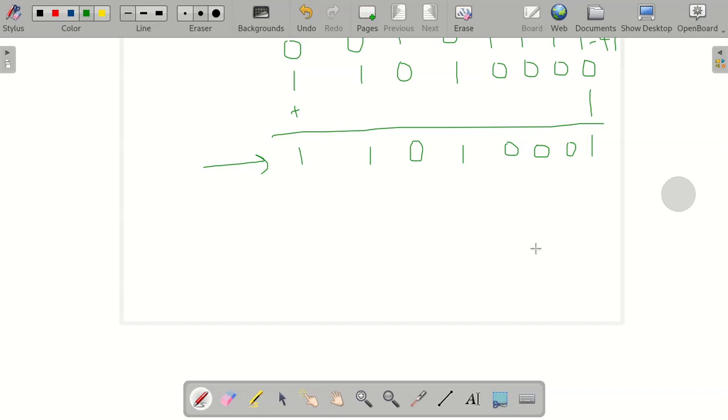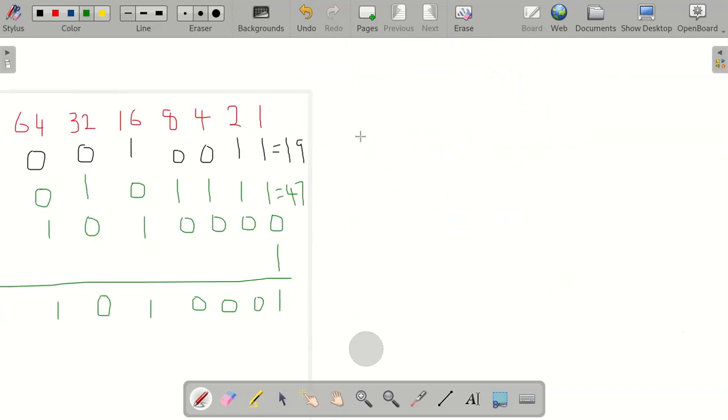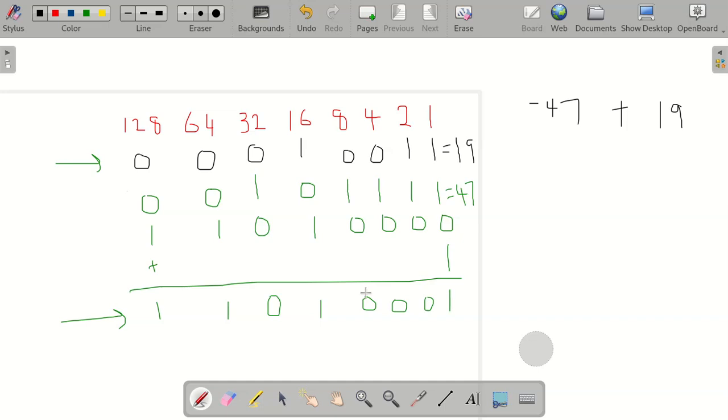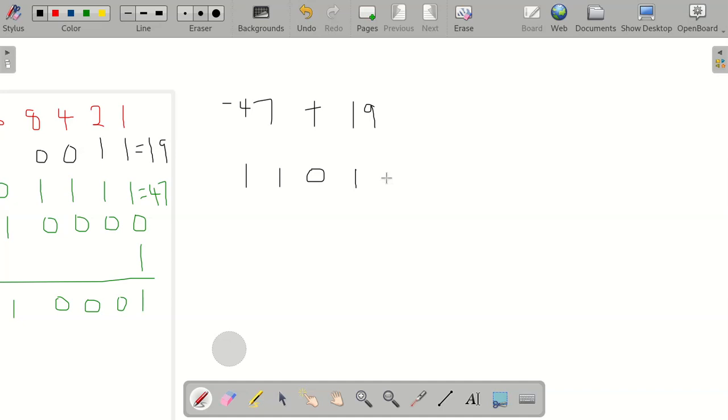Now we can go back to the question. Our question specifically says we need to add negative 47 and 19 in 2's complement. So what is our negative 47 in binary? We can see we have a 1, a 1, a 0, a 1, followed by 3 zeros and a 1. So we say 0, 0, 0, and 1.